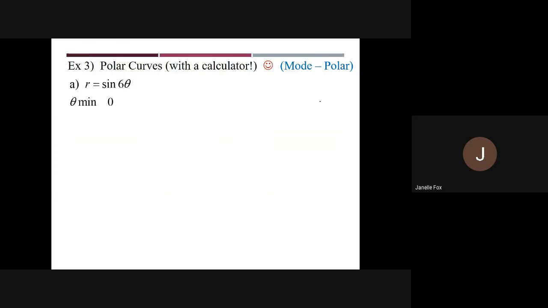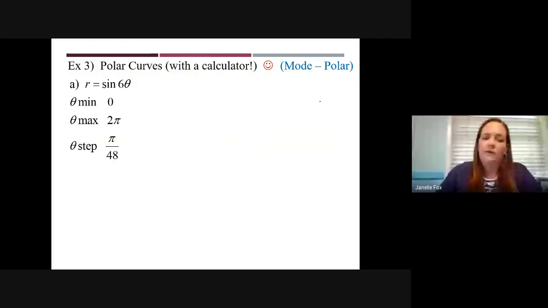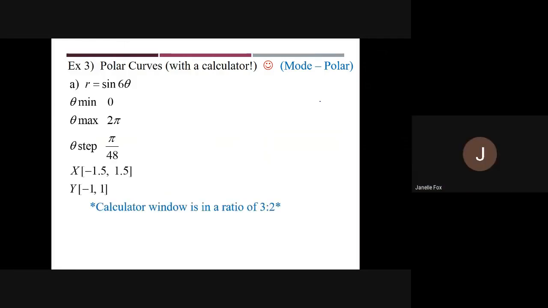So for this guy, we are going to make our theta minimum because it's all about the window, okay? So we're going to make our theta minimum be 0, our theta max be 2 pi, and our theta step be pi/48. Pi/48 and pi/96 are both really good ways to graph polar in. It makes it have lots of famous values in it.